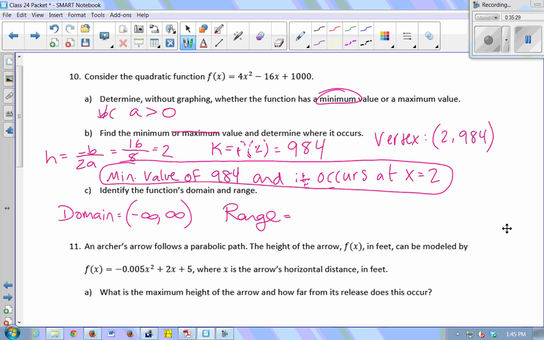What kind of outputs do we get from this function? Well, what's the smallest output we can get? 984. That's the minimum value. That's the smallest output. So we put 984 to infinity. We can get anything else bigger than that.